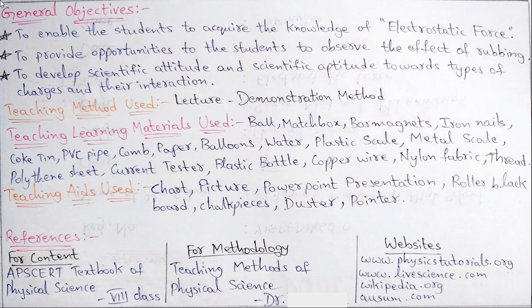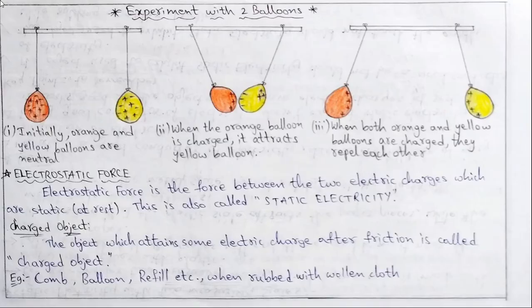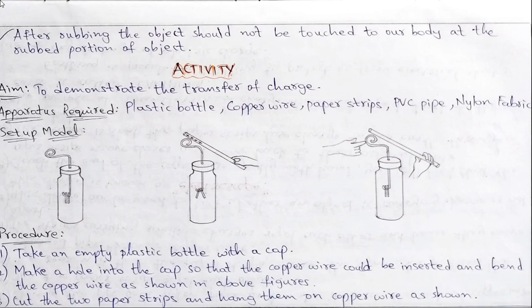And next, references. References are the collection of books and other resources which help us to prepare this lesson plan. And next, teaching learning points. This part contains all the main important points of our delivering topic which we choose. Look guys, please write all the points using bullet points and maintaining proper subheadings highlighted. If there is any need to write an activity, please write neatly in such a format beginning with aim, apparatus required, setup model with the proper diagrams, procedure, etc.